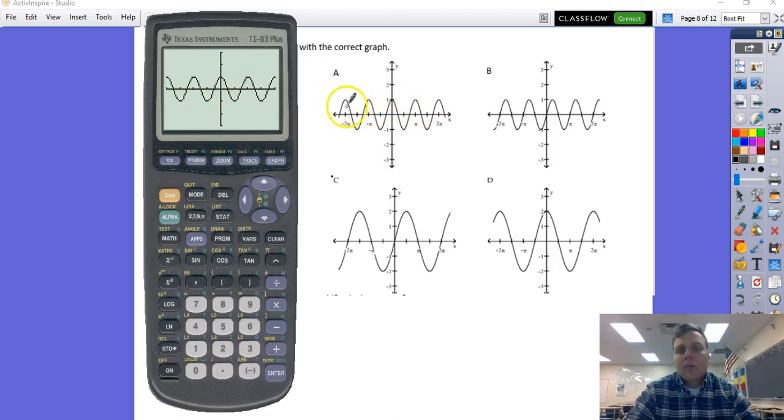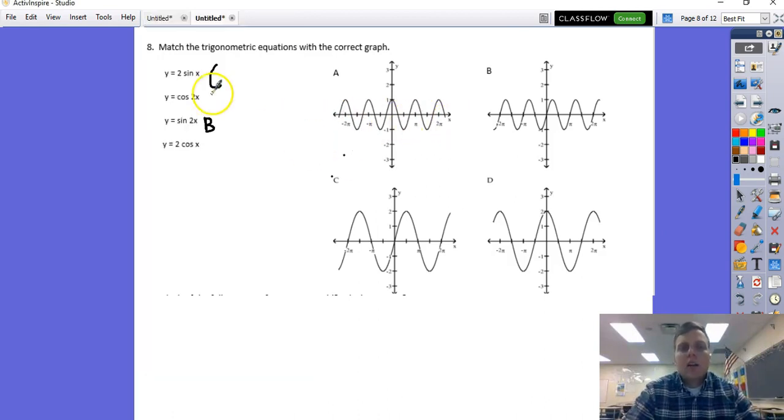1, 2, 3 humps. I mean, technically there's a hump here, and you can kind of see it there and there. The reason I don't have these humps completely is because my calculator stops directly at negative 2 pi, and this graph technically goes a little past negative 2 pi. And same thing on the other side. So this one is A, so by default this one must be D.